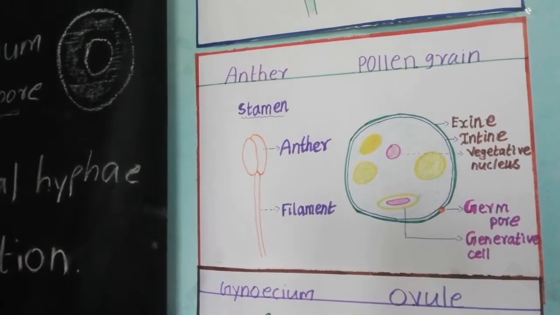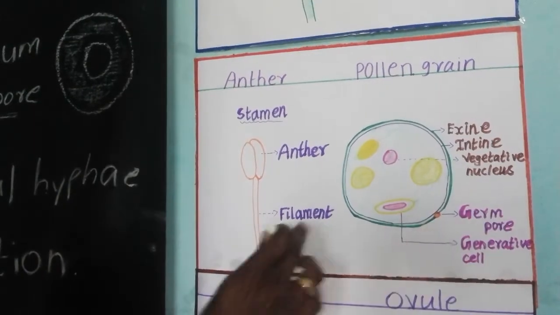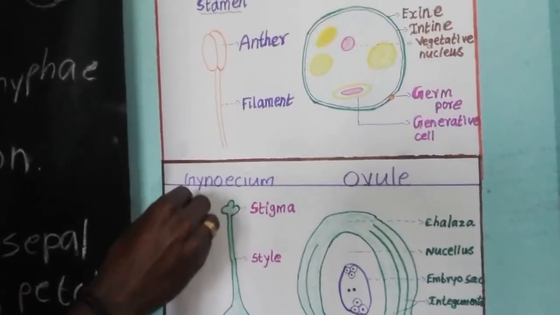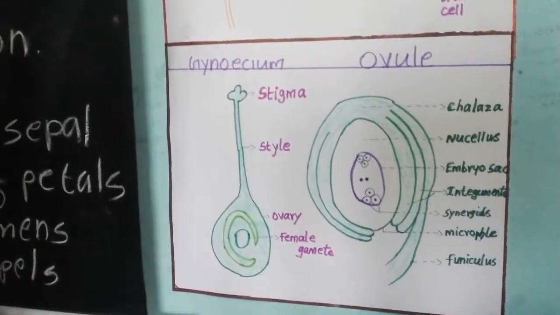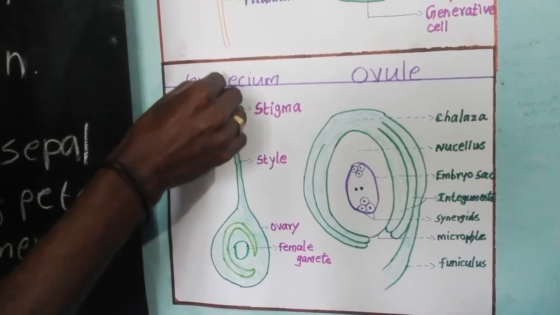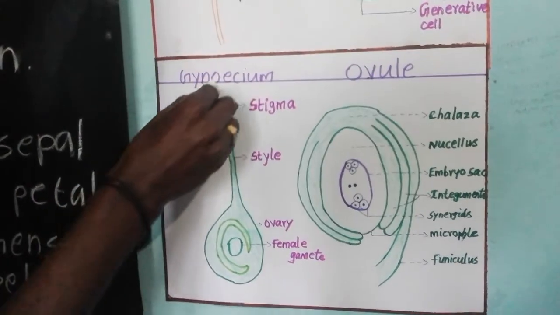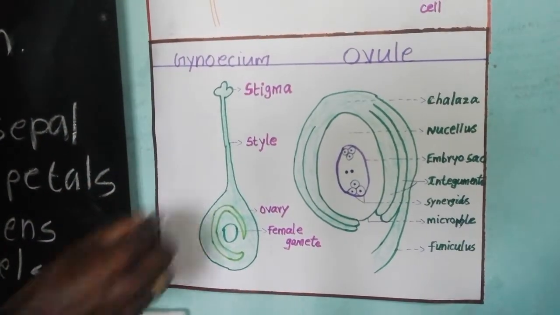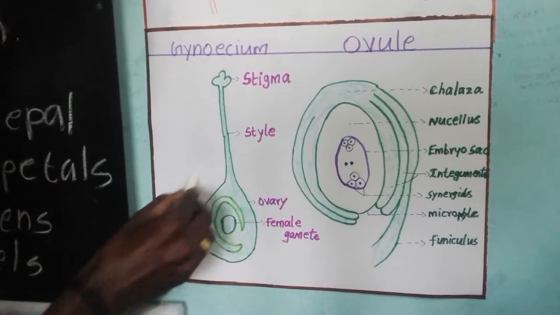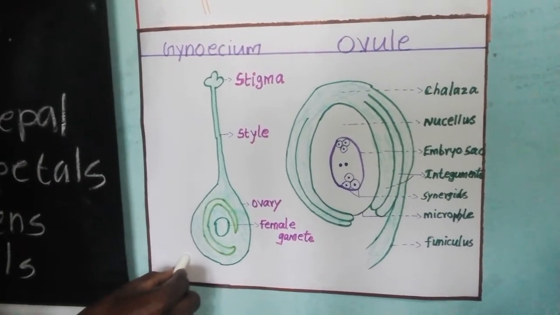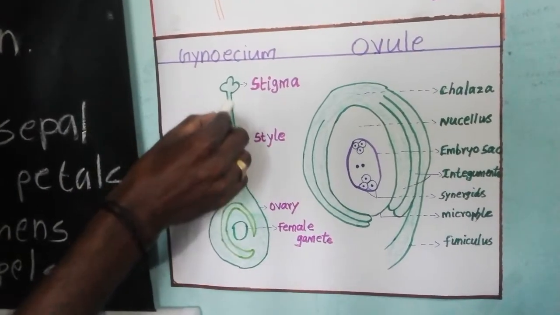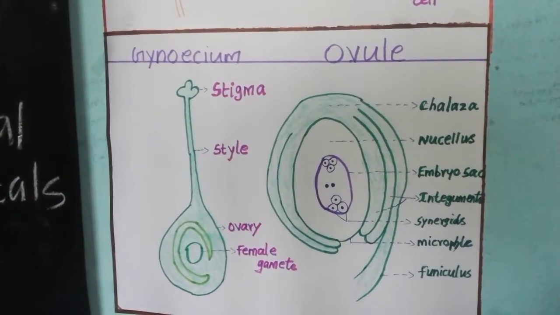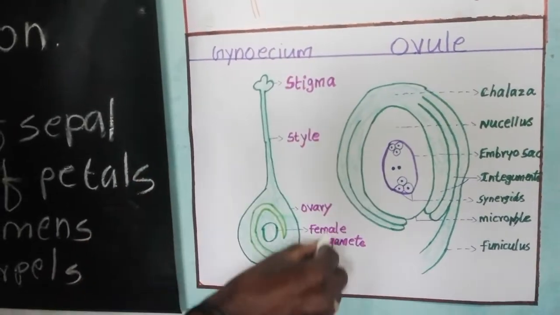So this is about the male reproductive part of the flower. Next we are going to see the female reproductive part of the flower, that is the gynoecium. The gynoecium is composed of carpels. A carpel has three parts. The bottom round structure is the ovary, above the ovary the long stick-like structure is the style, and above that is the stigma. This is the female reproductive part.